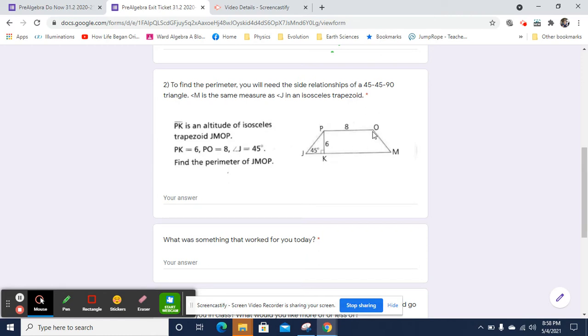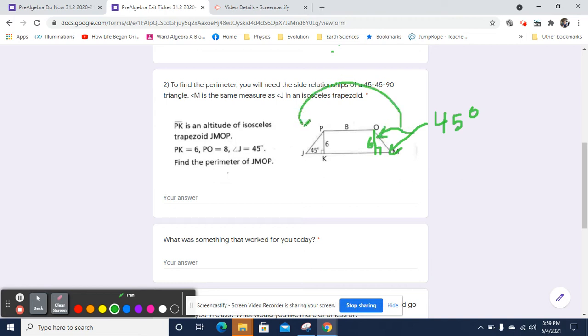And that tells me that this is also going to be 6 if I wanted to drop that. We know that this is 8. Now, it'll be useful to drop another altitude here just to organize this. So that's also going to be 6. That's a right angle since it's an altitude. And this angle here is 45 degrees. Okay, if this angle is 45 degrees, then this angle is as well, and so is this angle. These are all 45. So we got a couple of 45-45-90 triangles here and here.